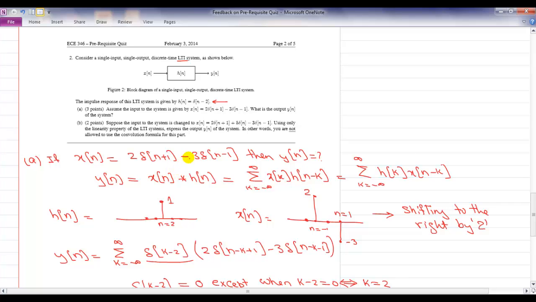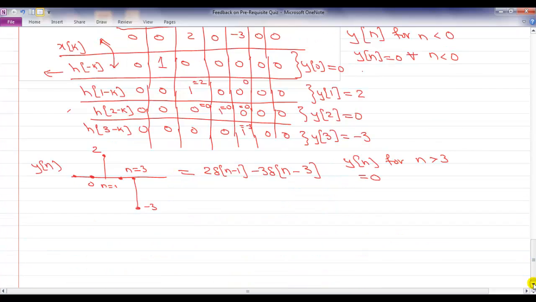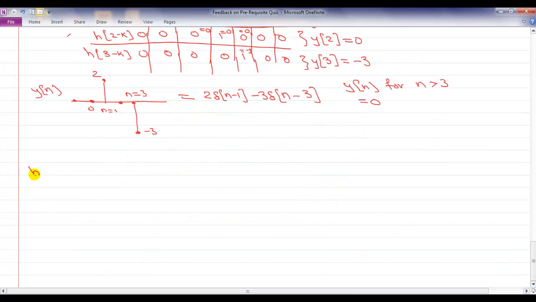So part B of this question now asks you to give the output to this input, but without using the convolution formula, and instead just using the superposition principle. So if you want to use the superposition principle, what you are required to do is divide this input into pieces whose output you know. Okay, so let's look at that. We'll just write down the input.